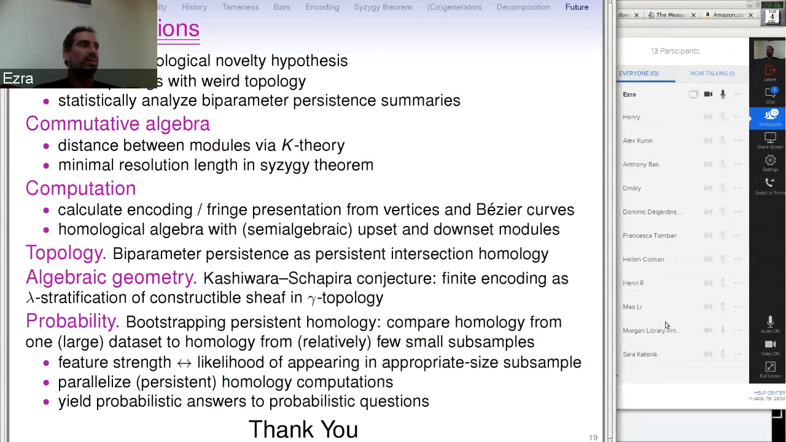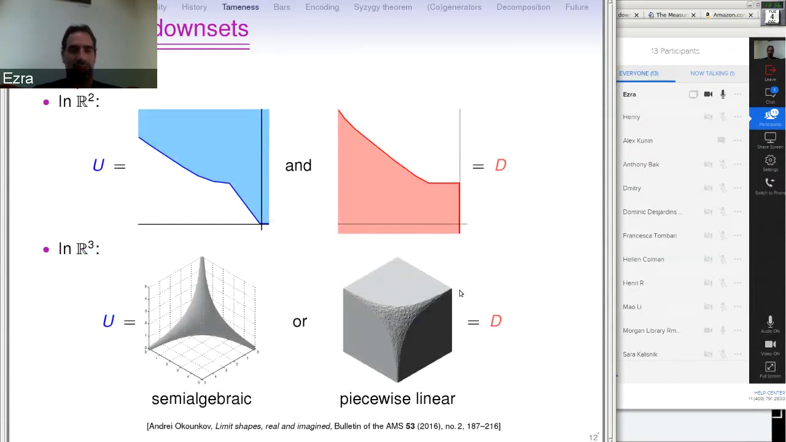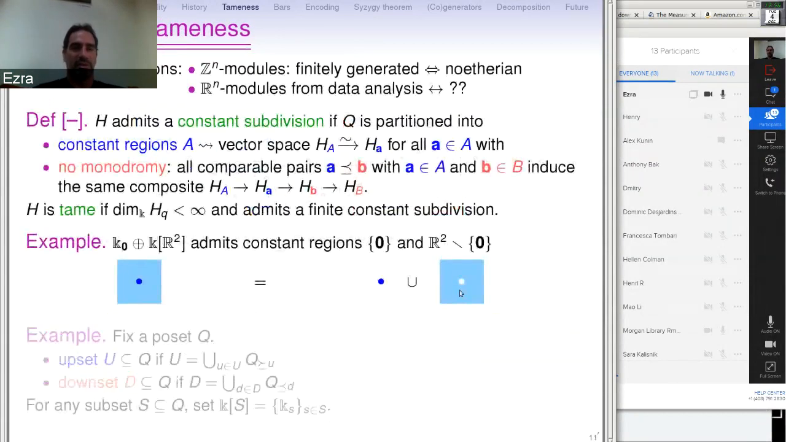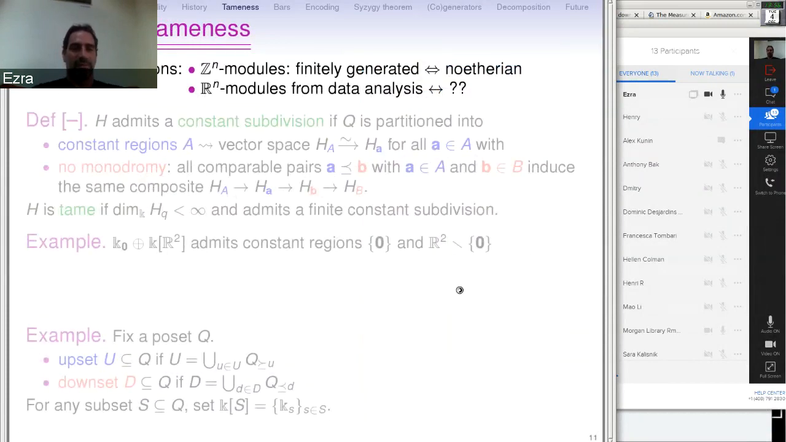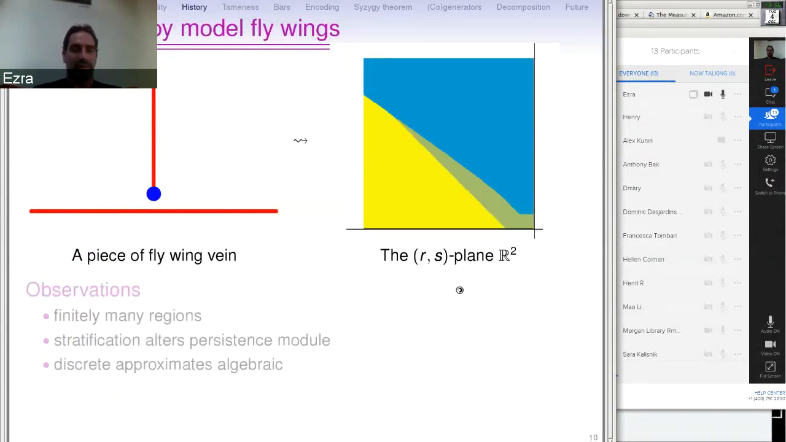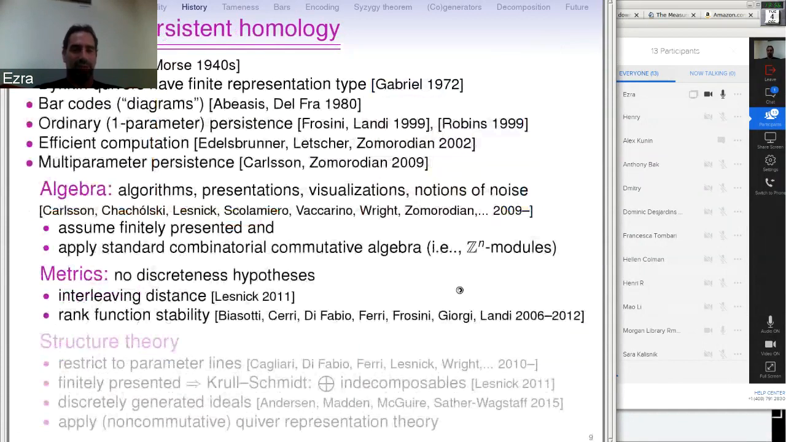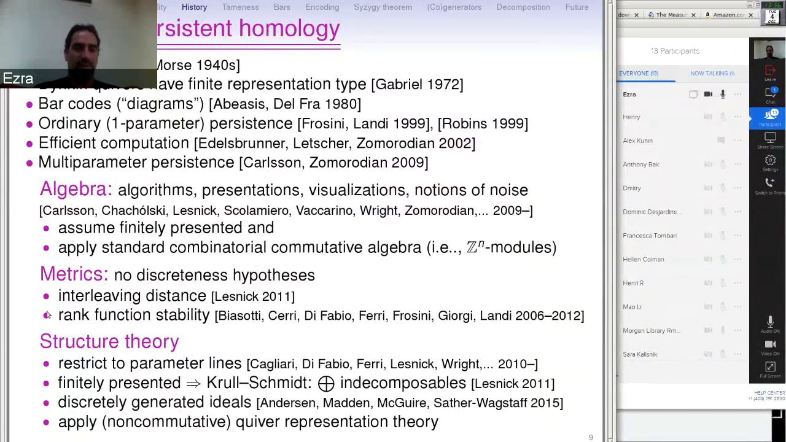The stability for multi-parameter persistence. The stability that we know so far is the one that I mentioned in the history slide. It's this rank function stability. In general, if you want stability, you have to say what kind of input you're allowed, and this is the kind of stability that you allow.